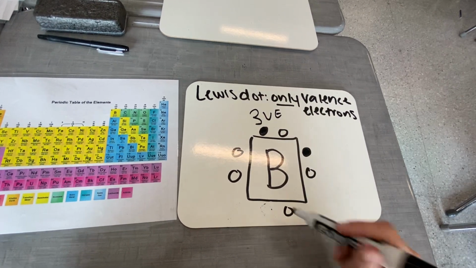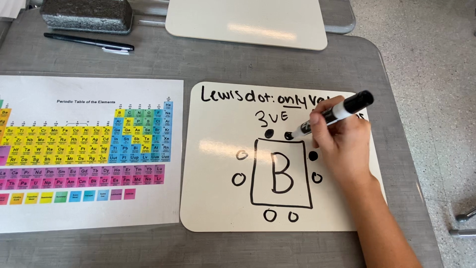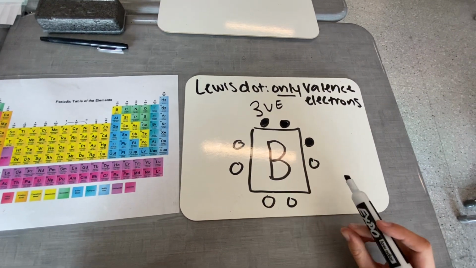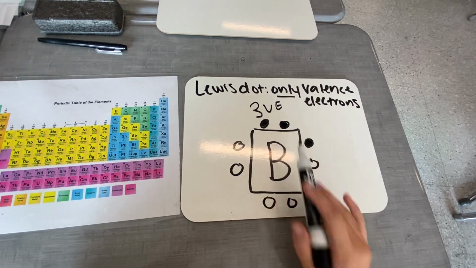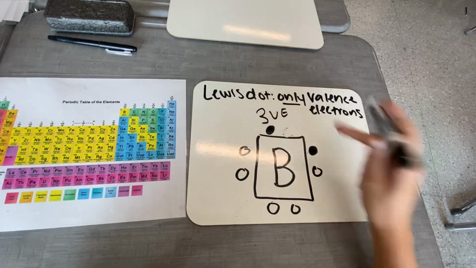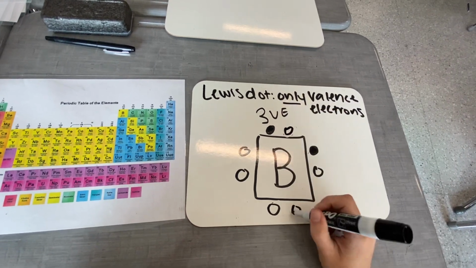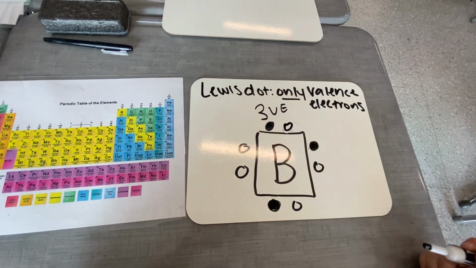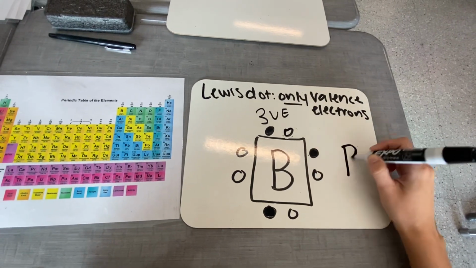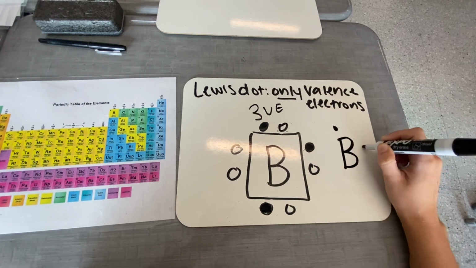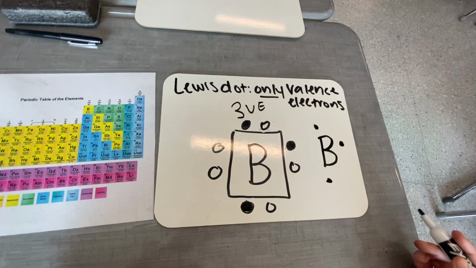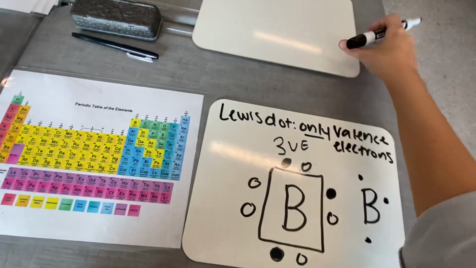And once again, if I had done this, I still have my 3 valence electrons, but that would be incorrect because I have a pair and I have an empty side, and I can't have that. I need to distribute them around before I can pair. So this would be my correct Lewis dot diagram. If I wanted to draw it without the training wheels, it would look like this. Perfect. Okay, let's say I wanted to do oxygen instead.